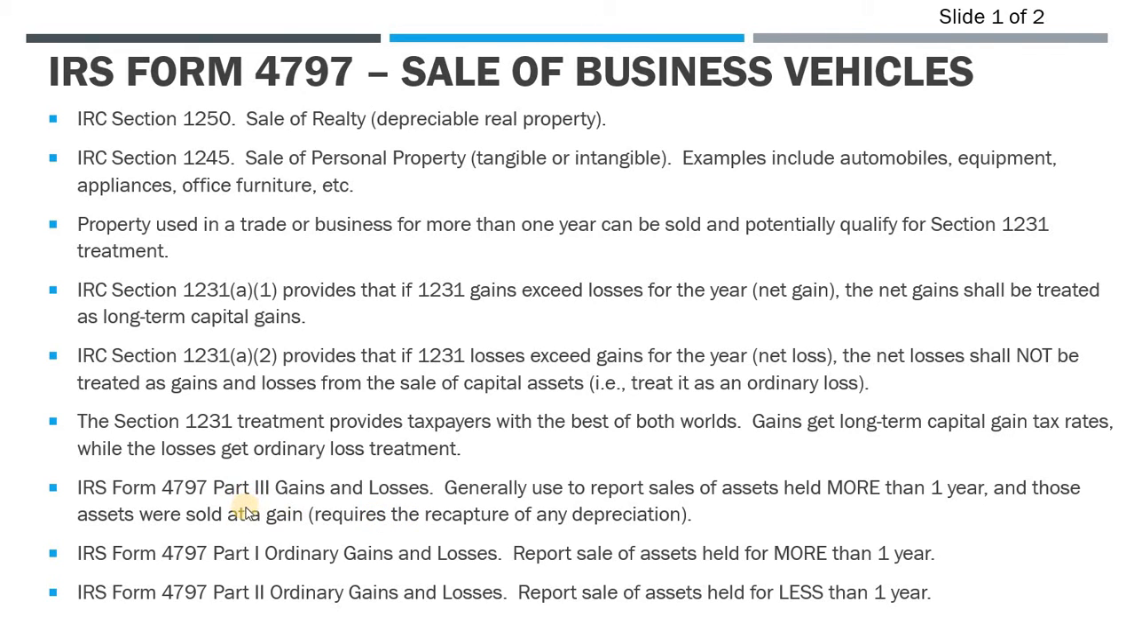So what we'll see here is we're going to have sales that are reported in Part 3 and Part 2. And so the sale of each vehicle is going to be reported in a separate section, and we'll talk more about why when we have a look at the 4797.